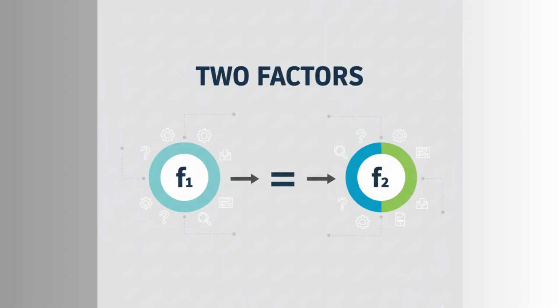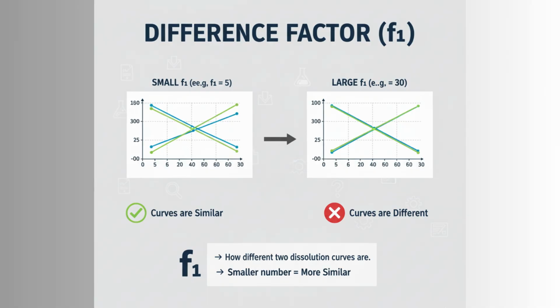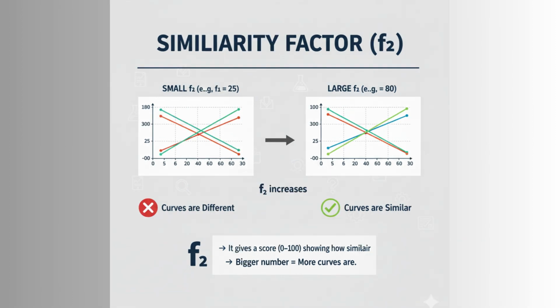Let's learn about it. f1 is called the difference factor. It shows how different the two dissolution curves are, that is the generic drug and the brand drug curves. The smaller the number is, the more similarity between the curves. If the number is larger, the difference is more between the curves. f2 is a similarity factor. It gives a score from 0 to 100, showing how similar two dissolution curves are. The bigger the number is, the more is the similarity. The smaller the number is, the less is the similarity between the dissolution curves.